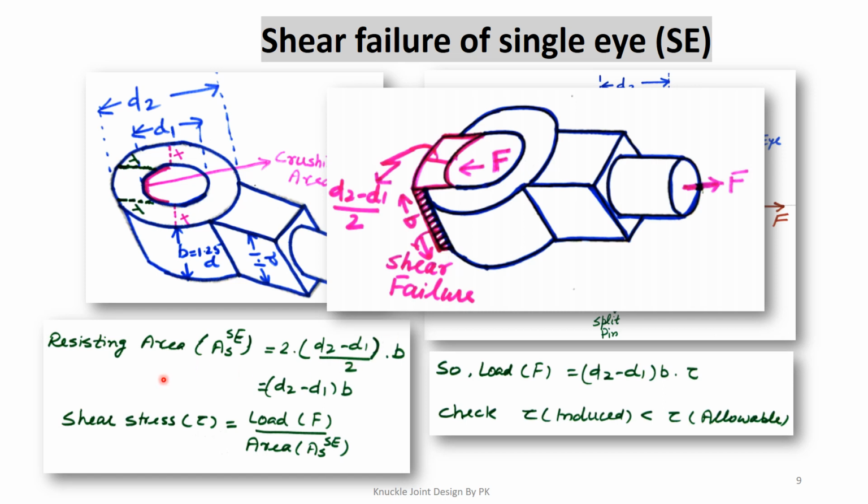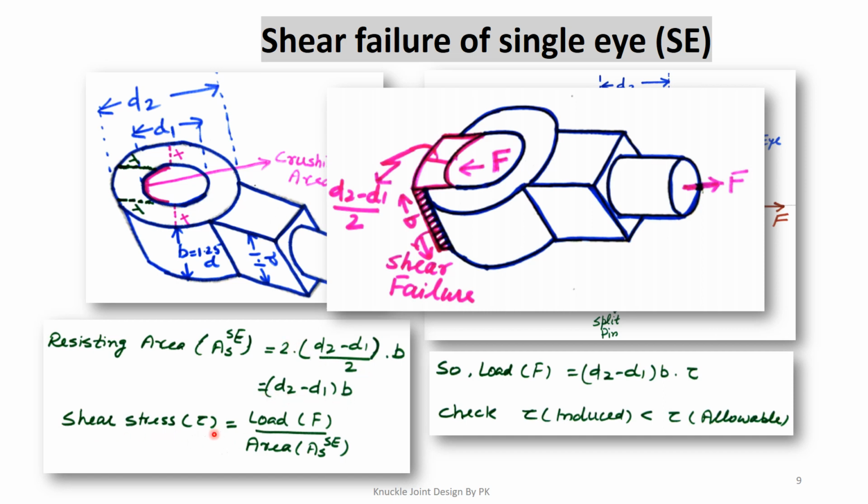Let us see how much is the resisting area in shear. So resisting area is A_S,SE, meaning A is the area, S is shear mode failure, and SE means single eye. This is 2 times (D2 minus D1) divided by 2 into B. (D2 minus D1) divided by 2 is the thickness of this strip, from here as well as from here, and B is the height of this one. So this area is (D2 minus D1) divided by 2 into B, and because this area fails in double shear, that's why we multiplied by 2 here. So the 2 will cancel out, and we get (D2 minus D1) into B.